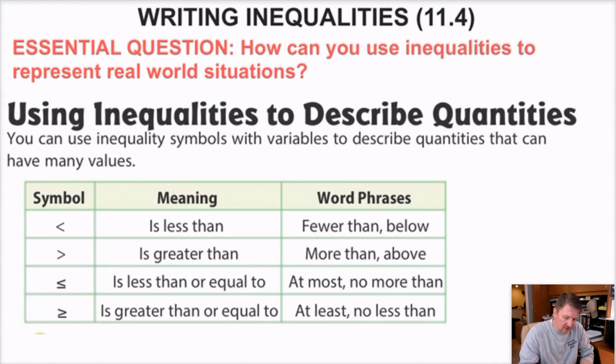When I start talking about this, I'm talking about less than, and some words you might see are fewer than or below to represent that. Greater than might be more than or above. You might have less than or equal to. That little line there represents equal to. And you might see at most or no more than. And then down here you have greater than or equal to, and you might see at least or no less than.